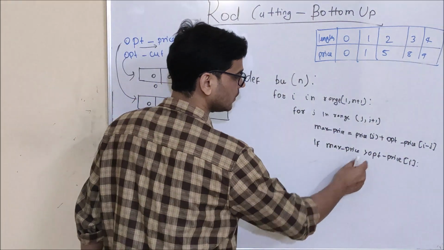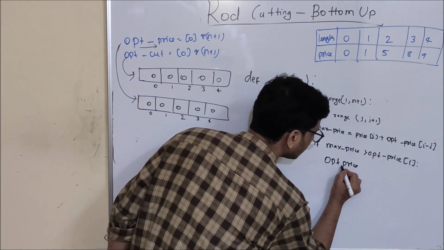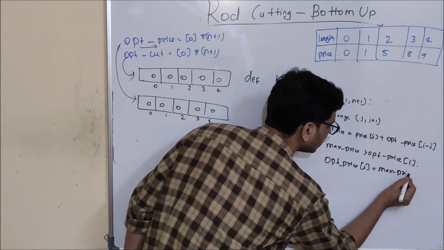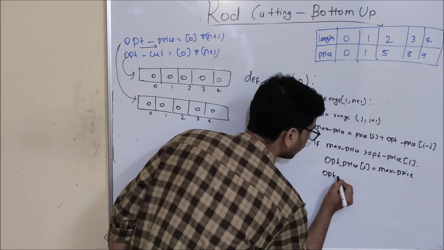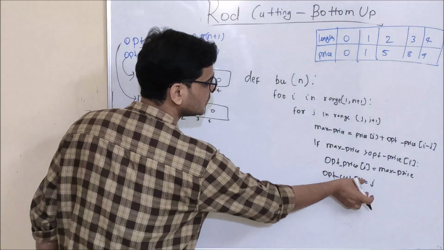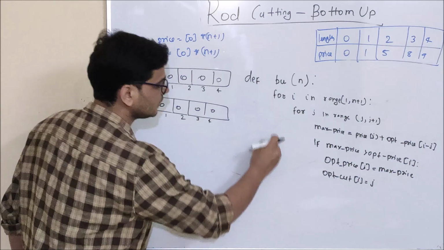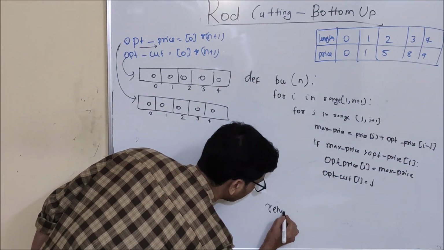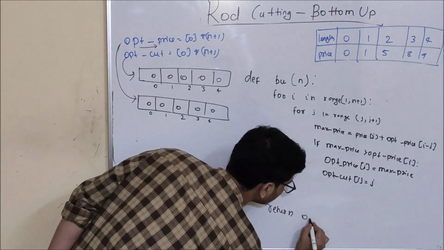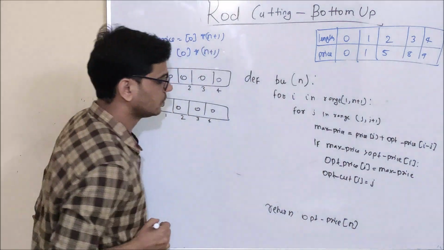That is, for a 1 meter cut, what was the maximum price I was having. So I will compare it here, and if this is true, then in opt_price of i I am going to update max price, and in opt_cut of i I am going to update j. That is, this particular j meter cut is giving me the optimal answer. And when this for loop terminates, that is, completes, we will return opt_price of n.